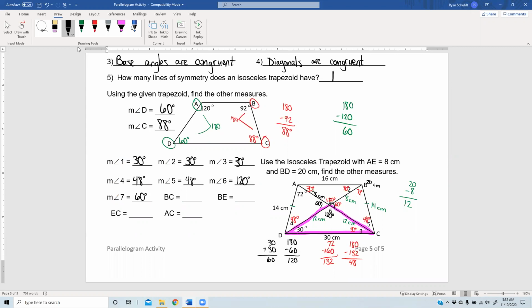Did we find BC? We did. 14 centimeters. What about BE? Yep. 8 centimeters. Remember, E is this point in the middle right here. EC, we said it was 12. And then AC. So A to C, diagonals are congruent, so this one's also 20 centimeters. Okay, looks like we're done.